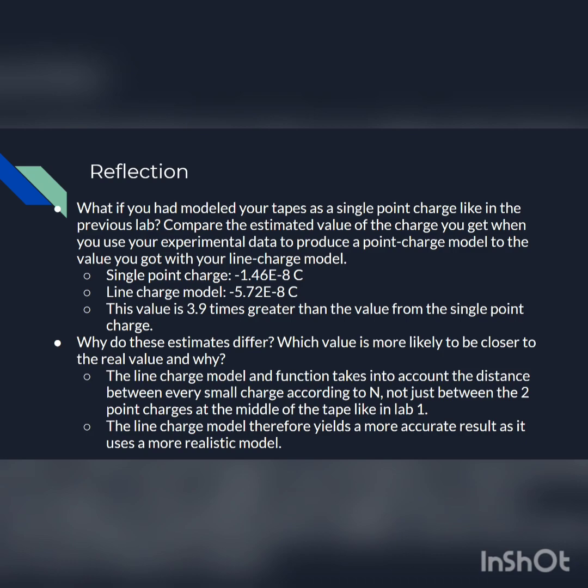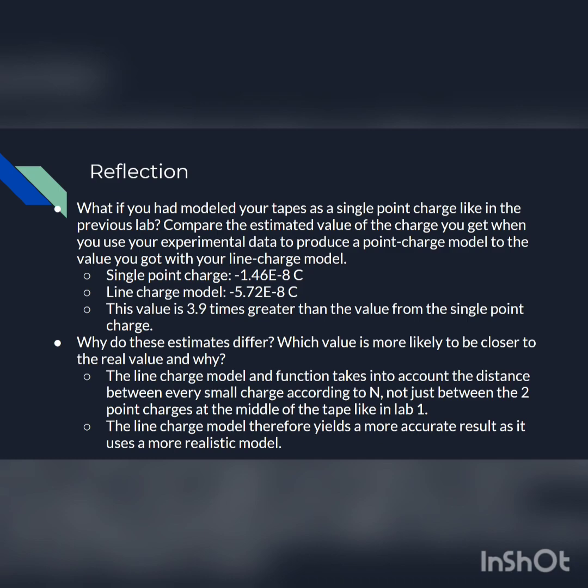The reflection. So one question we can ask ourselves is, what if we had modeled our tapes as a single point charge like in the previous lab? Compare the estimated value of the charge you get when you use your experimental data to produce a point charge model to the value you got with the line charge model. So using our single point charge, the value we got was negative 1.46e-8 coulombs, and using the line charge model, we got negative 5.72e-8 coulombs. So the line charge model's value is 3.9 times greater than the value from the single point charge.